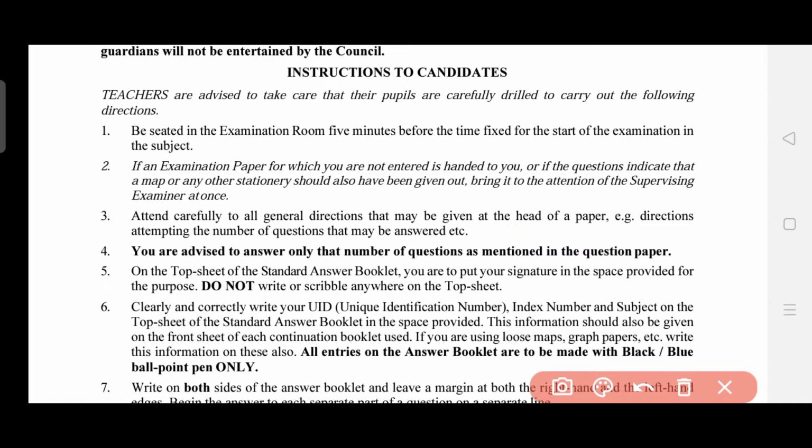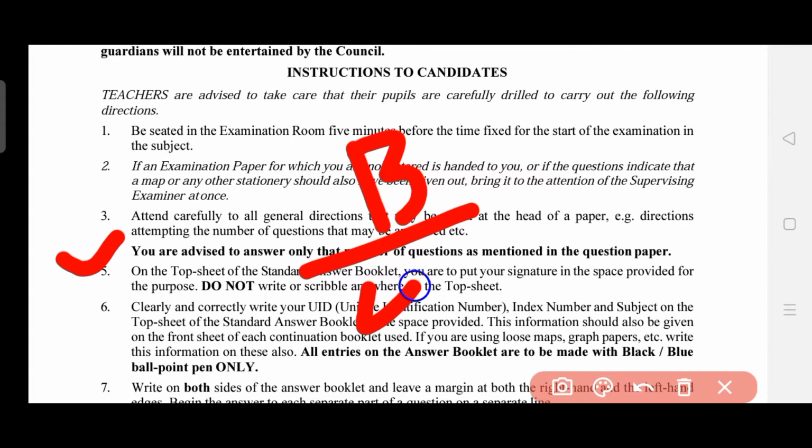The next, fourth point, which is written in very bold, is that you are advised to answer only that number of questions as mentioned in the question paper. Usually it happens in the Section B part where you are advised to take any 4 or any 5, so it has been strictly said that you need to attempt only that many questions. If it has been asked to attempt 4 questions, kindly attempt only 4 questions and not more than that.